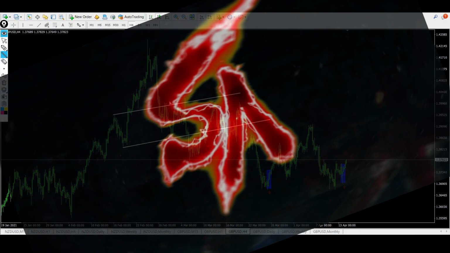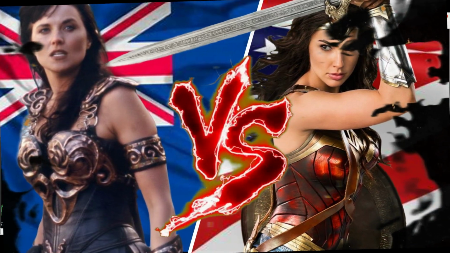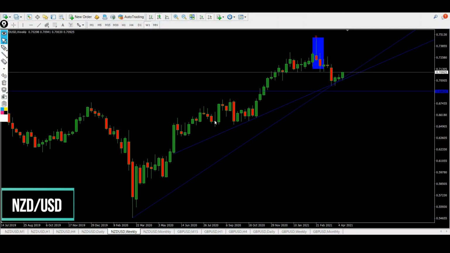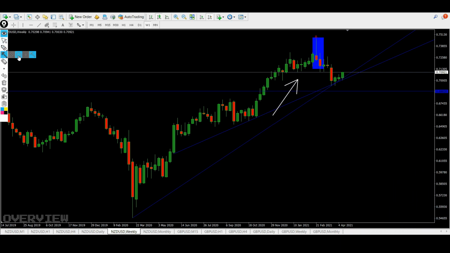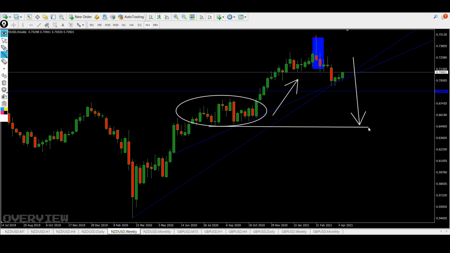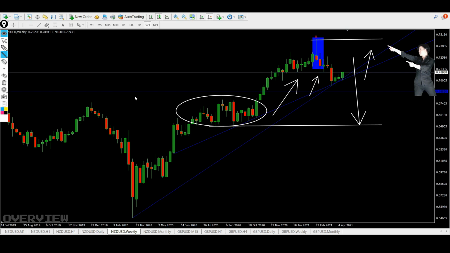Okay, so let's go on to the NZD USD pair. Okay, this is a weekly chart. We'll start off with an overview. So since this long move right here, starting from this range right here, was solely based on momentum, in the long term, we are short biased right back down to this pivot low right here. However, since there's a little bit of momentum long left in this move, in the medium term, we are long biased right back up to this pivot high.